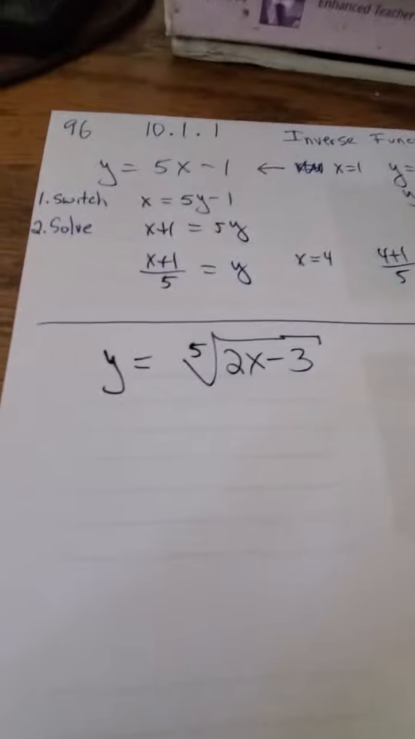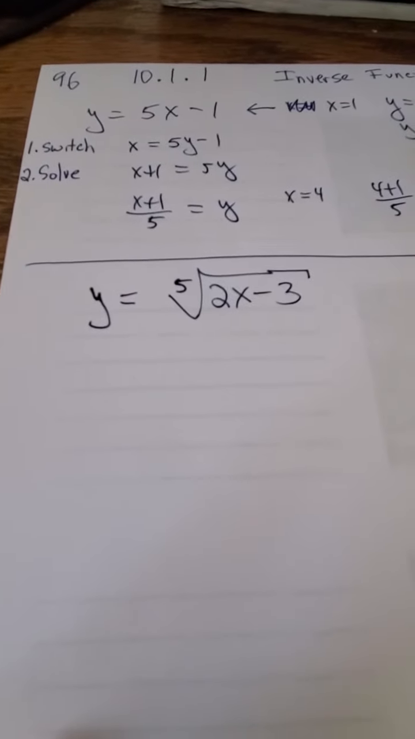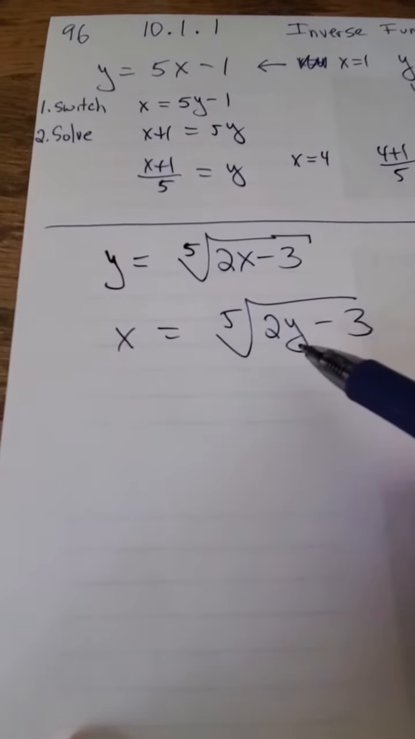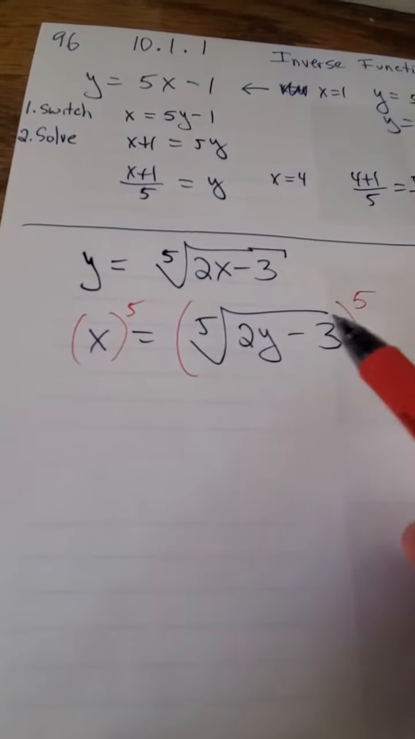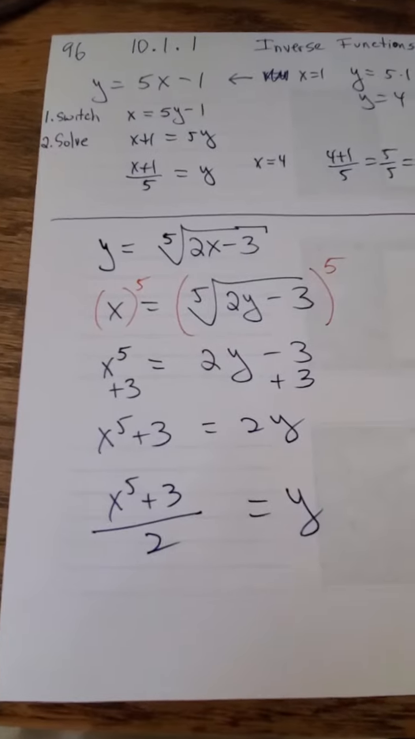Now we have a function y equals the fifth root of 2x minus 3. So we're going to do the same thing. We're going to do our 2 steps, switch and solve. Okay, that's step 1. I switched, and now I'm going to solve. In order to solve, I have to get rid of the radical. I have to raise both sides to the 5th power. I did that. Now I go about solving the normal way.